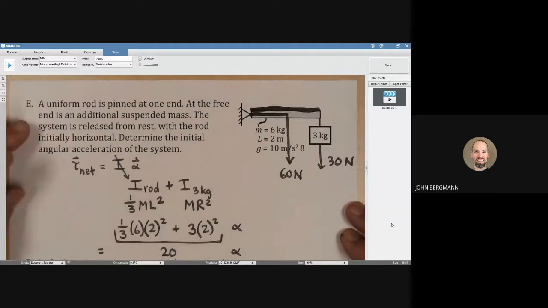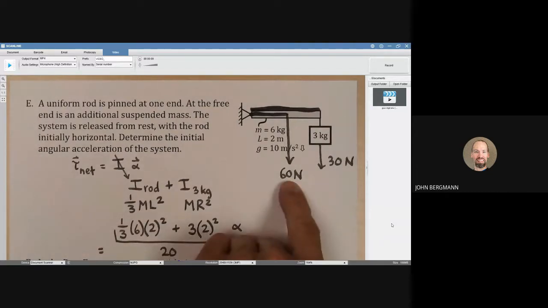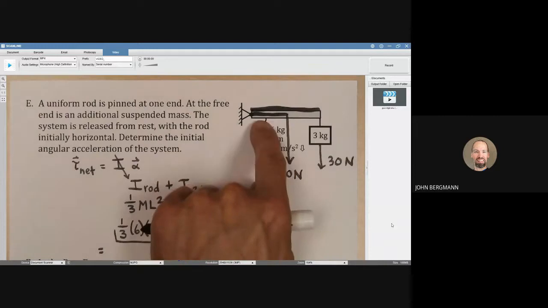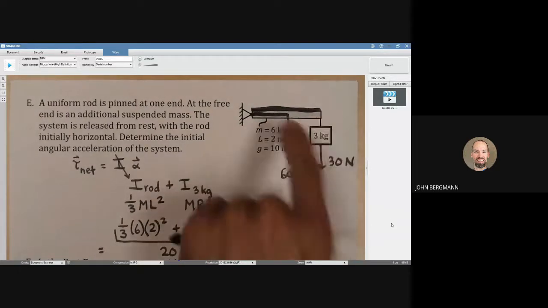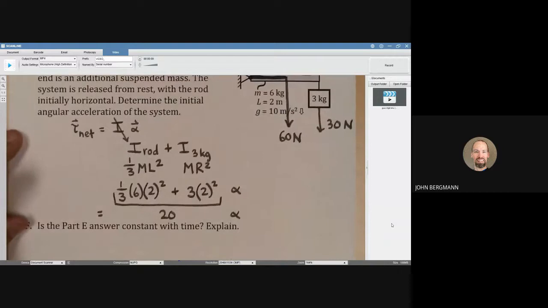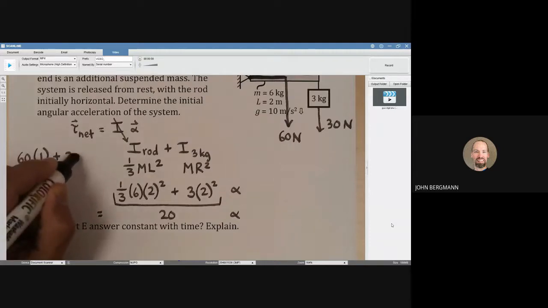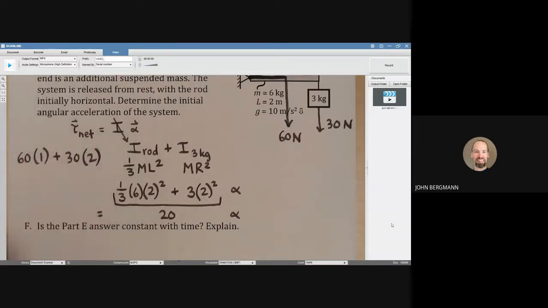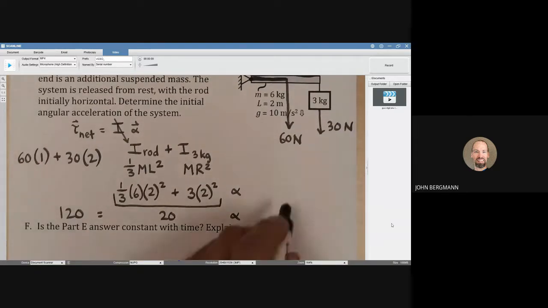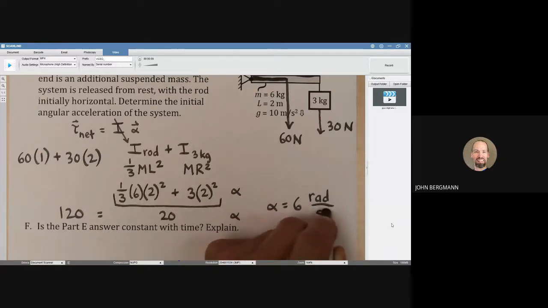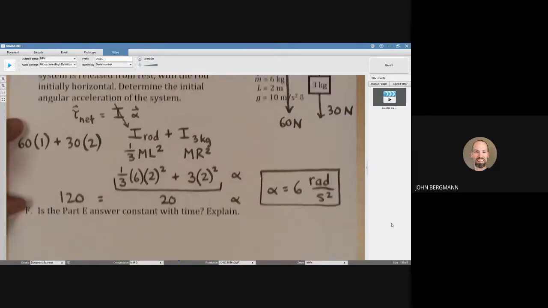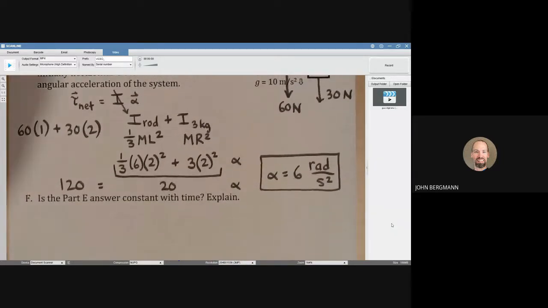So I think we're going to have to go 60 times this distance, which will be 1, plus 30 times 2. So on the left side, we're going to go 60 newtons times 1 meter of lever arm plus 30 newtons multiplied by 2 meters of lever arm. That's going to be 120. So I think alpha is going to be 6. And what are the units for angular acceleration? Radians per second squared.